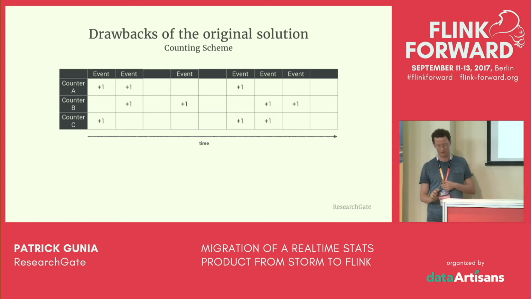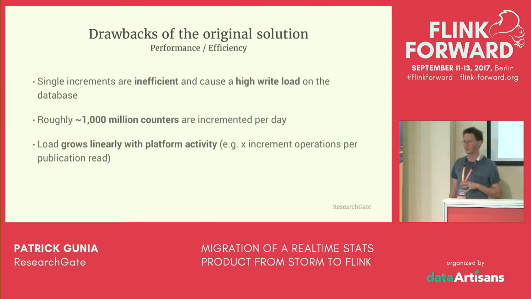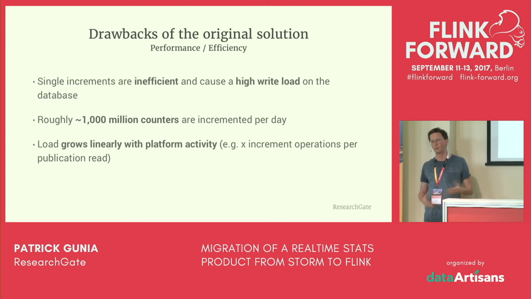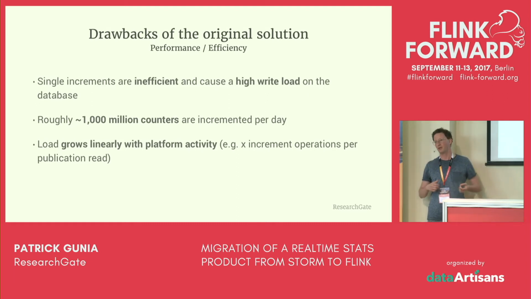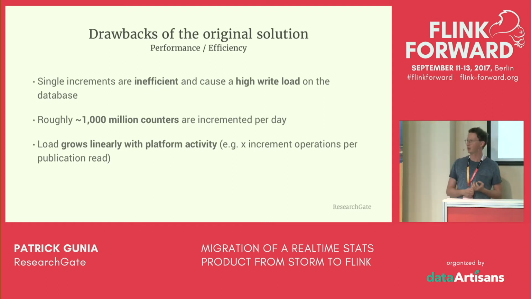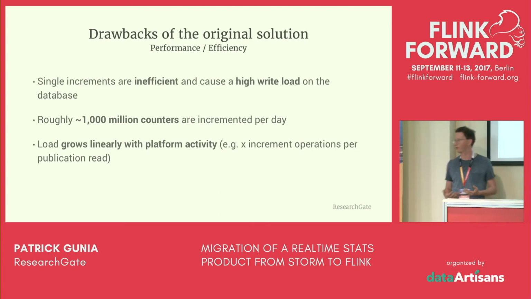What's the problem with that? The first problem is that it's of course inefficient. Single increments are inefficient. We roughly have 1 billion increments per day based on the events that flow through our system. And the problem is if we perform those single increments, the write load that we will put on our database will grow linearly with the number of publications or, of course, with the amount of activity we have on the platform. And this is actually not what you want to have. You want to have a more efficient way of performing those increments or updating those counters.